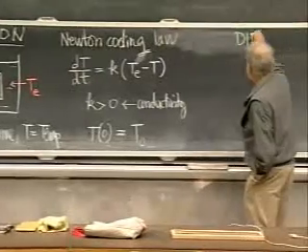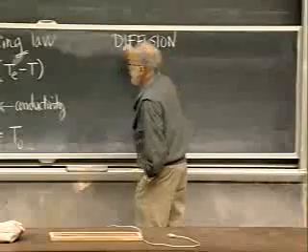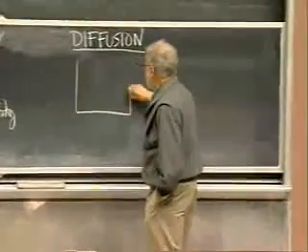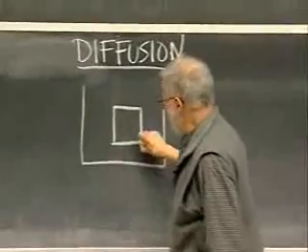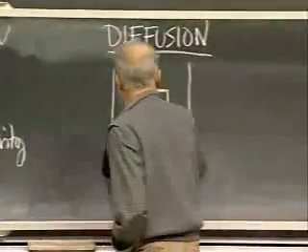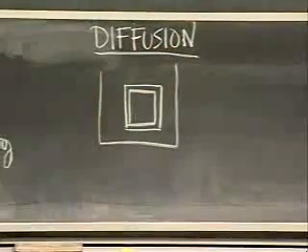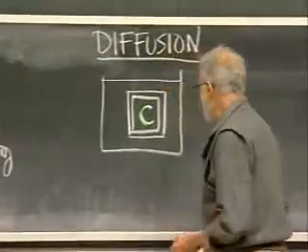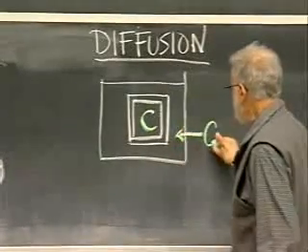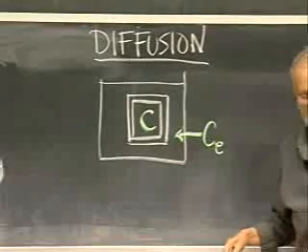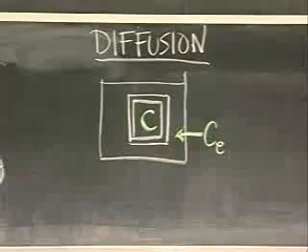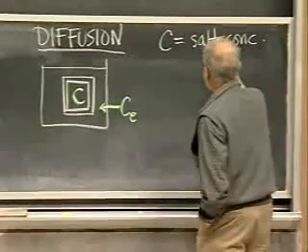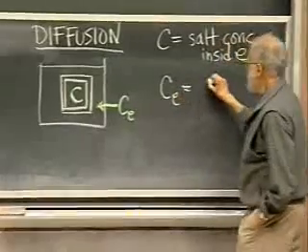What would the diffusion model be? The diffusion model mathematically would be word for word the same. The only difference is that now what I imagine is, I'll draw the picture the same way, except now I'm going to label the inside not with a T but with a C. C for concentration. It's in an external water bath, let's say. So there's an external concentration. And what I'm talking about is some chemical, let's say salt will do as well as anything. So C is equal to salt concentration inside, and CE would be the salt concentration outside in the water bath.